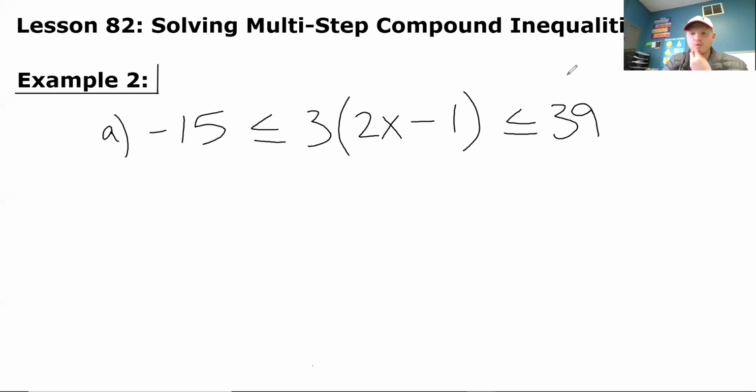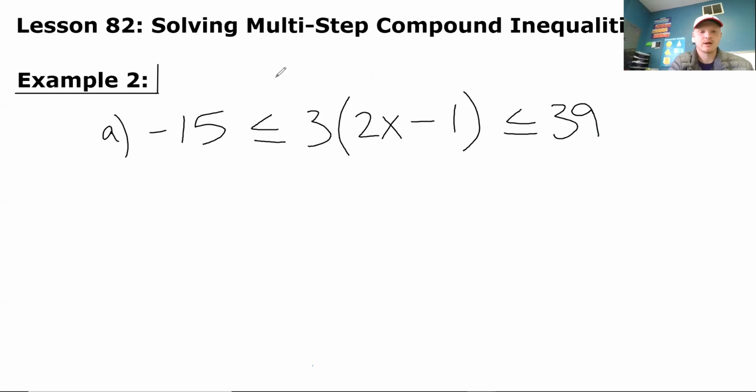Okay guys, so when we are looking at example 2 here, letter A and B, letter A, there's something a little bit different about it. Right here it says negative 15 is less than or equal to 3 times 2x minus 1, which is less than or equal to 39. So what we're doing here is whatever we do to this 15, we're also going to do to this 39. So what I mean by that is we have two different inequalities here, all combined into one. So let me show you what I'm talking about.